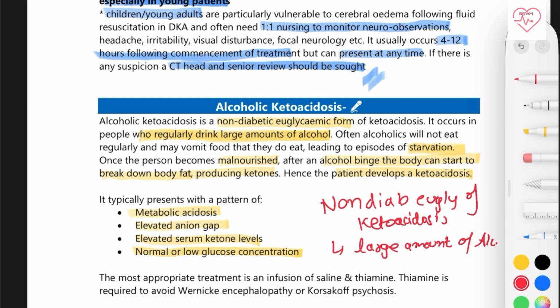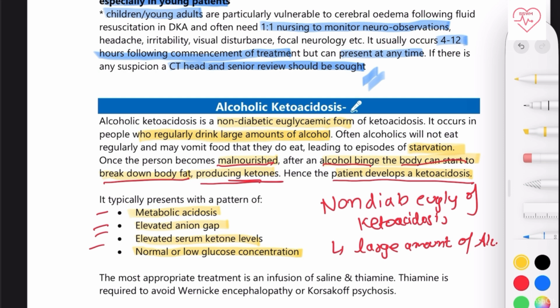Okay. Now the person who is starving because of vomiting becomes malnourished. And after an alcohol binge, the body can start to break down what? Body fat. The person has already vomited and is binge drinking, and now body fat is breaking down. That produces ketones, and now the patient is going to develop ketoacidosis. They can typically present with this symptom pattern: a metabolic acidosis, elevated anion gap, elevated serum ketone levels, and normal or low glucose concentration.